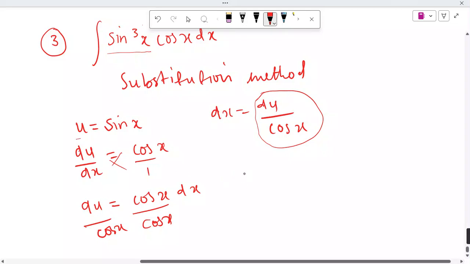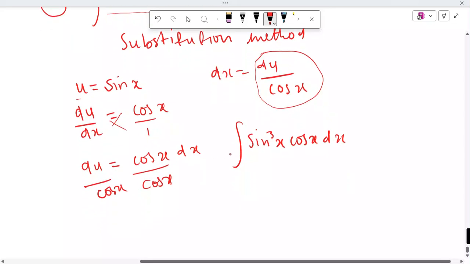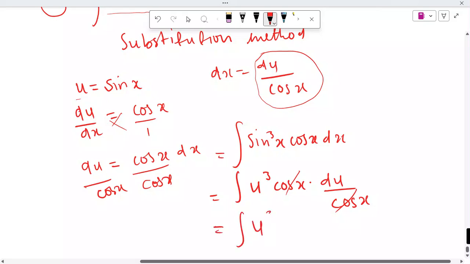Okay, so let's rewrite our equation. Our equation was the integral of sine cubed x cos x dx. Now we set sine x equal to u, so it will be u to the power 3 since it's sine cubed. Then cos x, and where there is dx is du over cos x. So this and this will cancel out, leaving the integral of u to the power 3 du. This becomes very easy now.